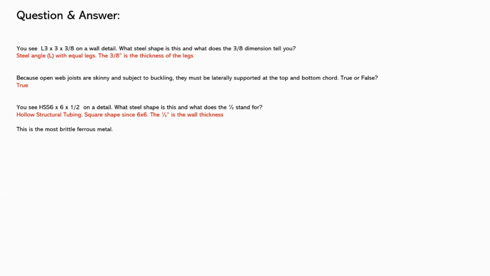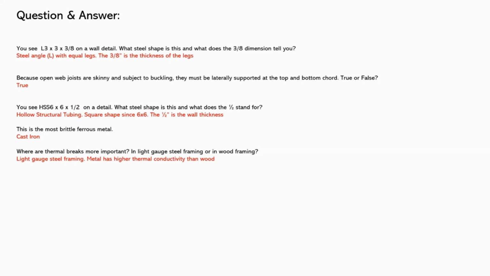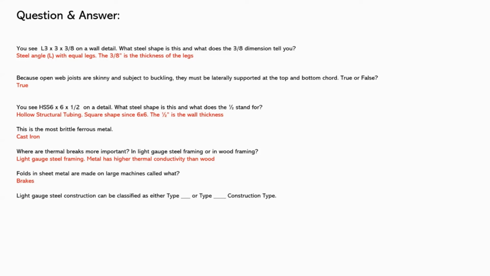This is the most brittle ferrous metal, which is cast iron. Where are thermal breaks most important, in light gauge steel framing or in wood framing? Light gauge steel framing. Metal has the higher thermal conductivity than wood. Folds in sheet metal are made on large machines called what? Brakes. Light gauge steel construction can be classified as either type blank or type blank construction type. Type 1 or type 2.